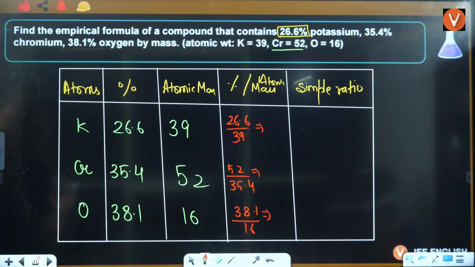Just wait a minute. Just give me a minute. Let you also calculate. I'll also calculate this.